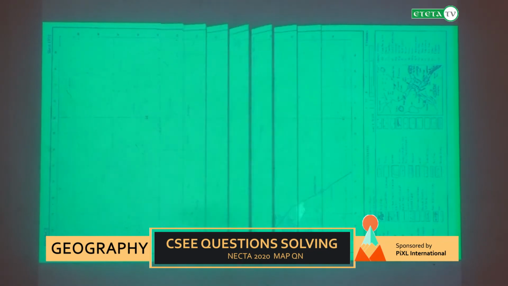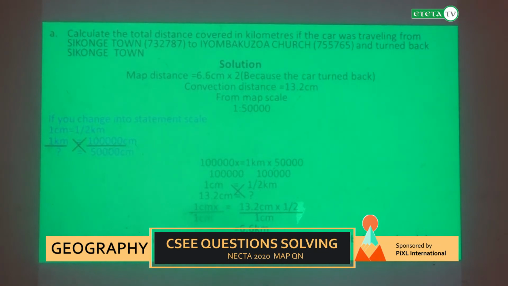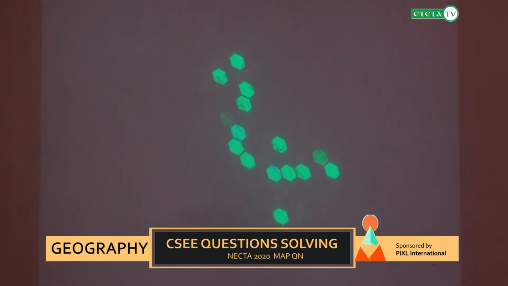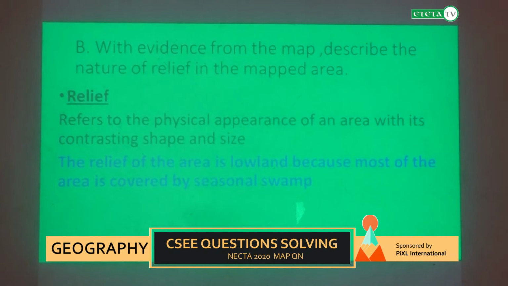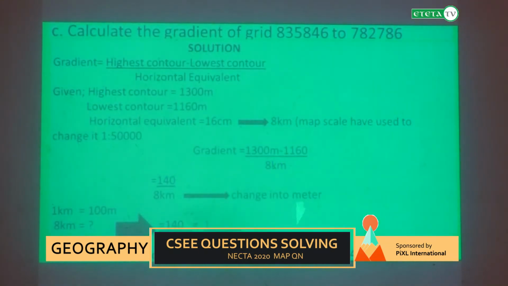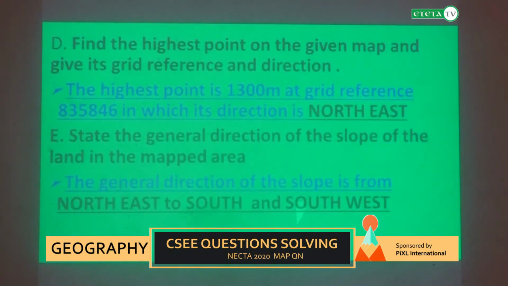So if we go back to the question now, you see that the general direction of the slope is from northeast, where the highest point has been shown, to south. It goes to south and to southwest. That's the way it was supposed to be answered.